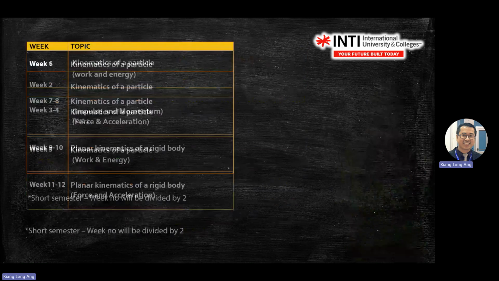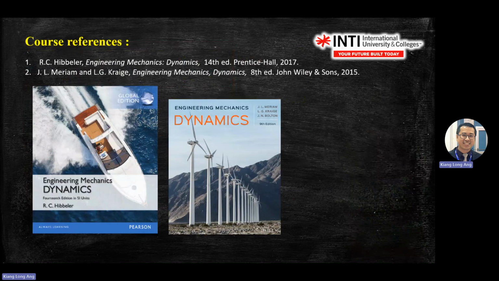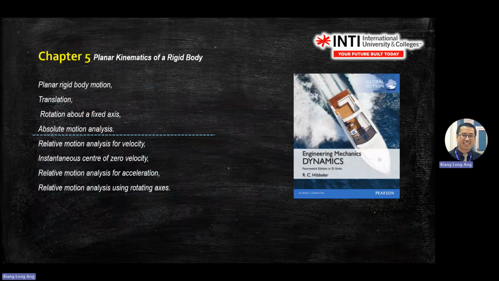Today we're going into chapter 8, where we start to look at rigid body already. Previously, before this chapter, we were considering everything as particles. But starting from this chapter, we'll look at our object as a rigid body.